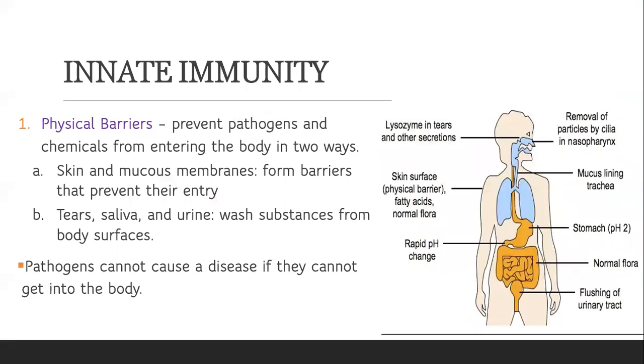So what are the innate immunity? They are the physical barrier. It prevents pathogens and chemicals from entering the body in two ways. The skin and mucous membranes form barriers that prevent their entry, as well as the tears, saliva, and urine that wash substances from the body surface. The pathogens cannot cause a disease if they cannot get into the body.